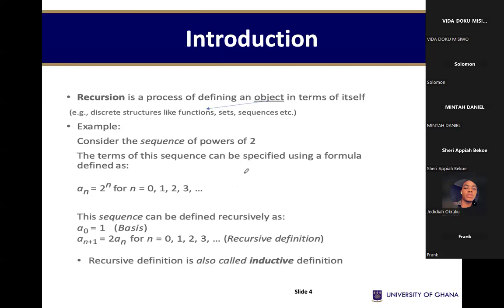We have a basis step and what we refer to as the recursive step. The basis step is normally defined at 0, the initial step. If you have 2 to the power 0, that is the lowest power of 2 we can think of. 2 to the power 0 gives us 1, which is the same as the first value in the sequence, A0 equal to 1.